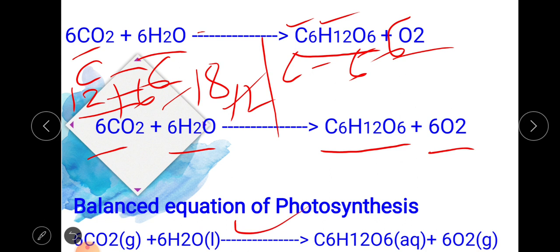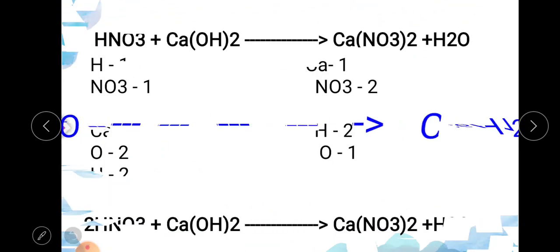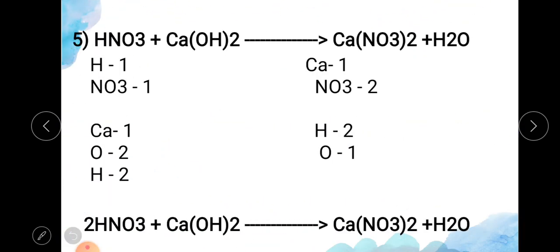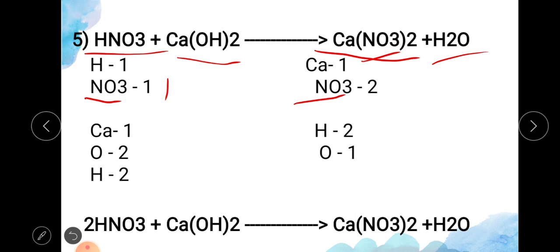Okay, next is the final, last chemical equation: nitric acid when it reacts with calcium hydroxide gives calcium nitrate plus water. Again here one more problem, nitrate is in the reactant and also in the product. So NO3 we should take as 1. Here NO3 how many? 2. Hydroxide is also a molecule, but hydroxide is not there in the reactant. So we multiply this hydroxide with both oxygen 2 and hydrogen 2.